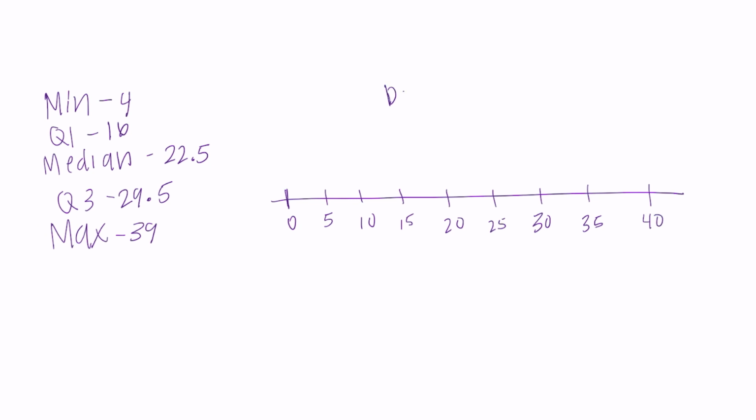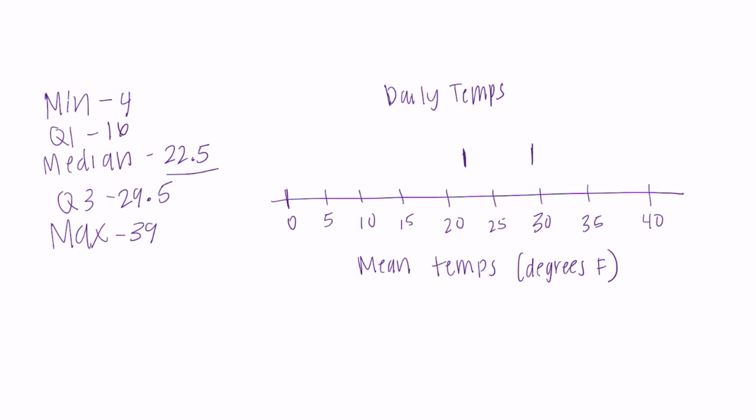And label it daily temps. This is mean temps in degrees Fahrenheit. Okay, so the min is 4. Actually, let's start with median. 22 and a half would be right in the middle of 20 and 25. And then quartile 3 is 29 and a half, so almost to 30. And quartile 1 is 16, so right after 15.